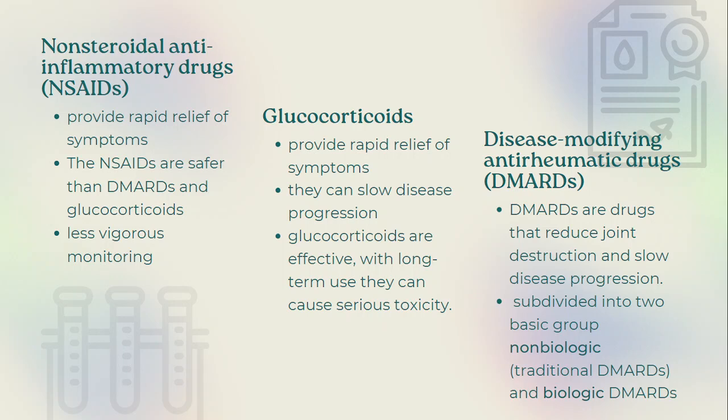DMARDs are drugs that reduce joint destruction and slow disease progression. DMARDs are subdivided into two basic groups, the non-biologic DMARDs and biologic DMARDs. Non-biologic DMARDs are small molecules that are synthesized using conventional chemical techniques. Biologic DMARDs are large molecules that are produced through recombinant DNA technology. Both have significant adverse effects, therefore close monitoring is required.